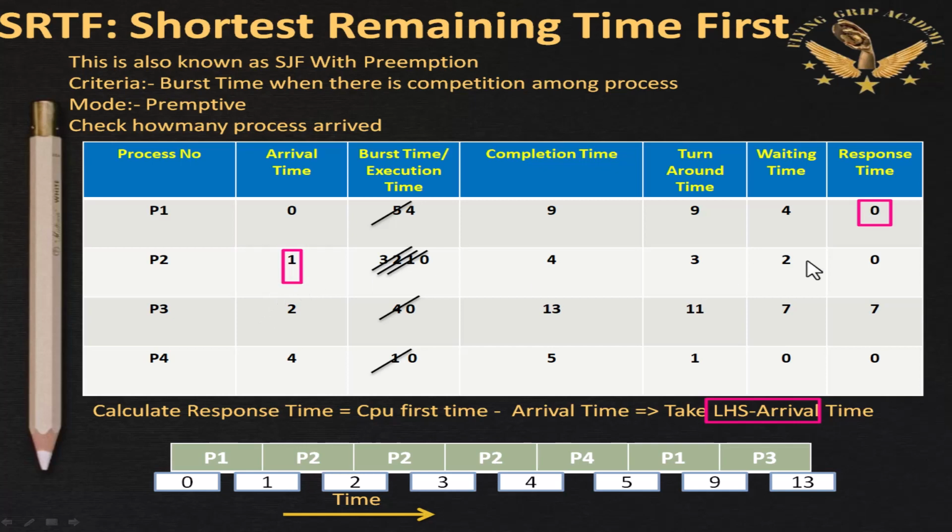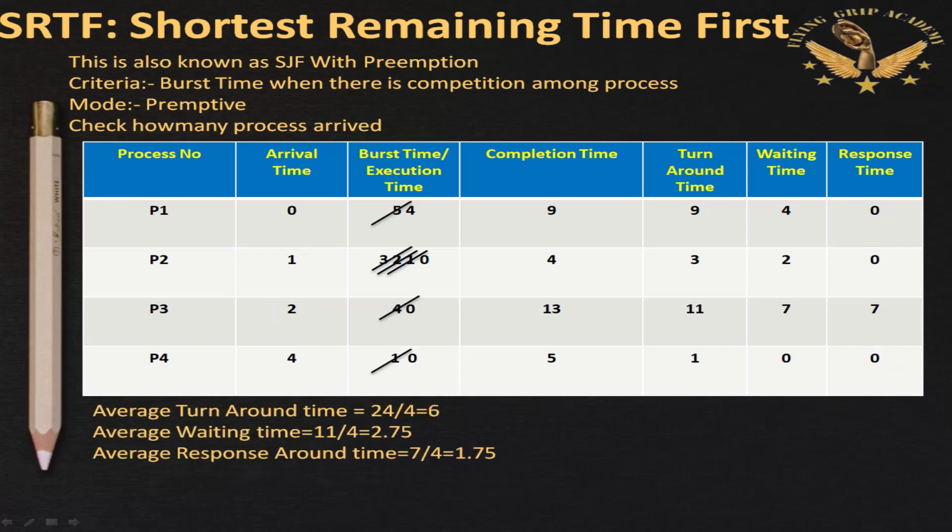Next P3 has arrived at 9, so 9 minus 2 which is 7. Next P4 has arrived at 4, so 4 minus 4 which is 0. In this manner we are going to calculate the response time. Finally, we are going to calculate the average turnaround time, average waiting time and average response time in this manner.